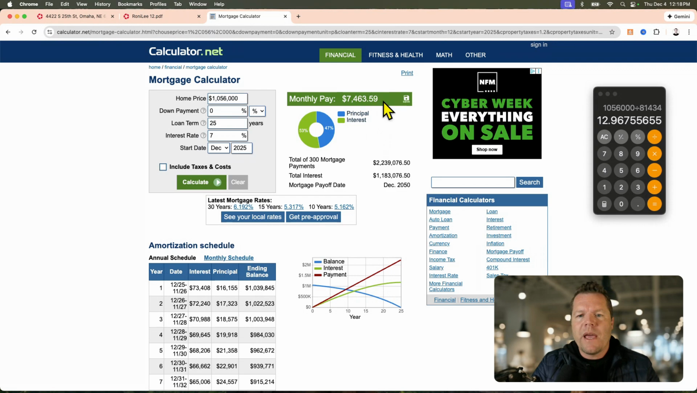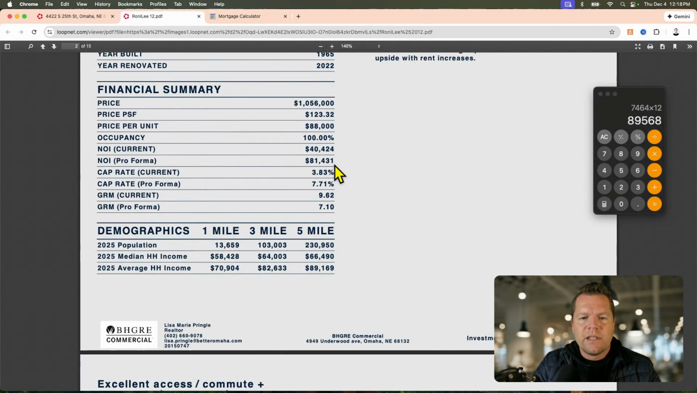Okay, so our monthly payment is $7,464, let's say. So what is that annually? $89,000. And look, even our best case scenario, it's only going to be bringing in 81,000.